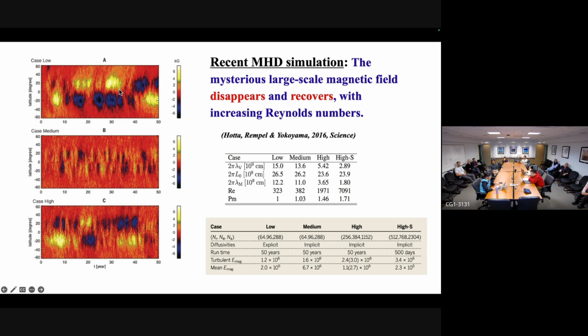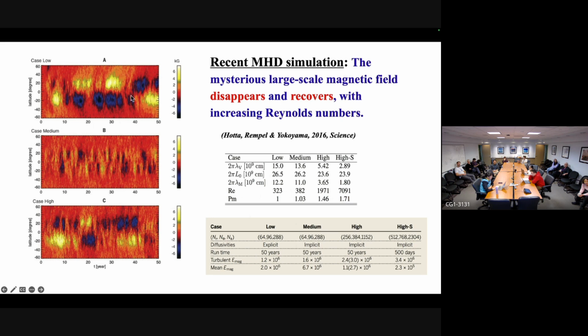So actually this one they call the case low, this they call case medium, and this is called case high. So from low to high, the Reynolds number increases. You see here from 300-something all the way to the high case, nearly 2000.